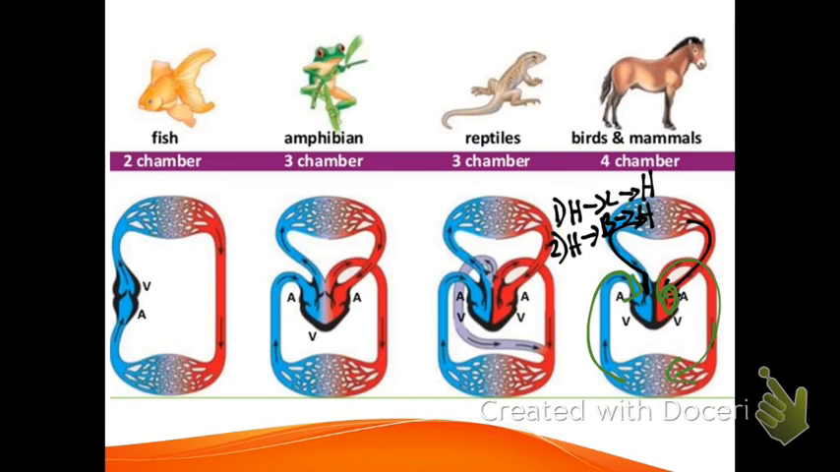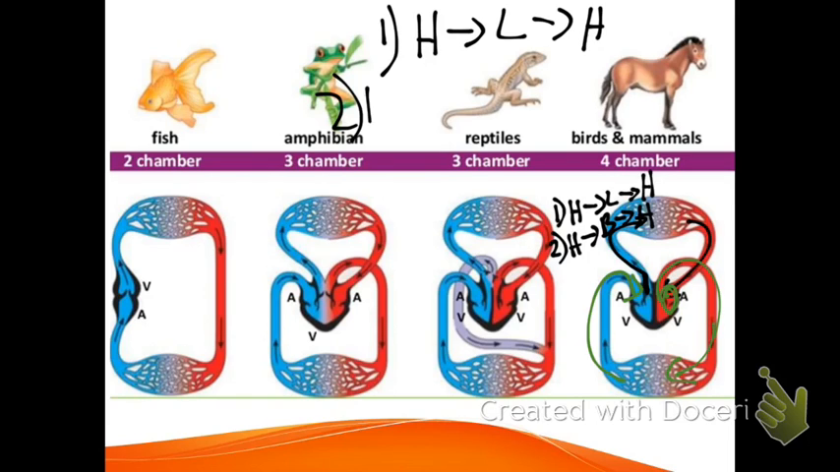Circuit 1, heart to lungs to heart. Circuit 2 is heart to body, back to the heart. And we'll look at that more in a later class when we look specifically at the heart and what it does.